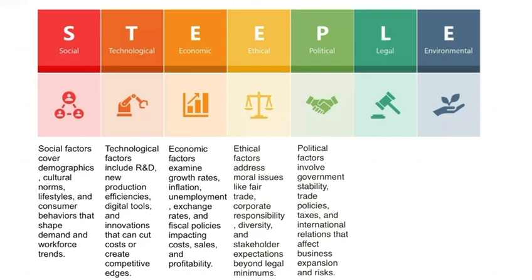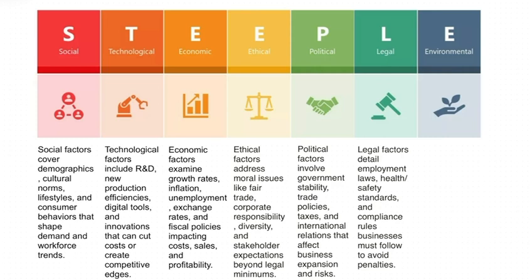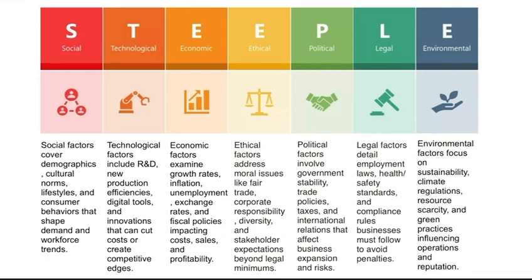Political factors involve government stability, trade policies, taxes, and international relations that affect businesses' expansion and risks. A legal factor details employment laws, health and safety standards, and compliance rules businesses must follow to avoid penalties. And lastly, environmental factors focus on sustainability, climate regulation, resource scarcity, and green practices influencing operations and reputation.